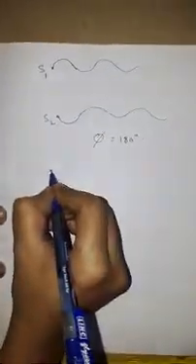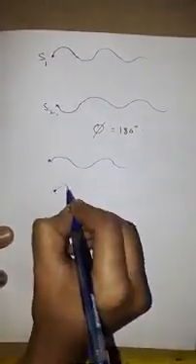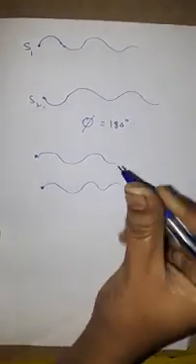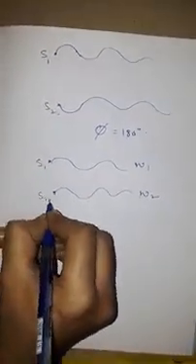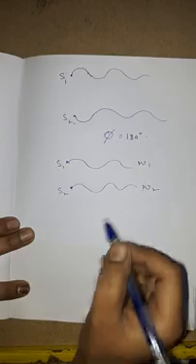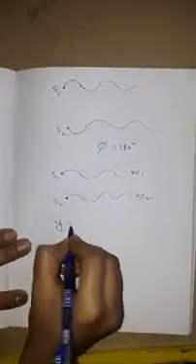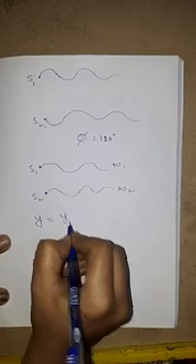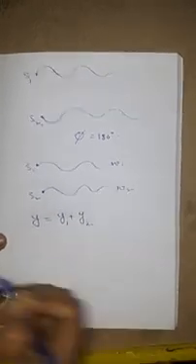Now, coming to the principle of superposition. According to this principle, when two or more waves act upon a medium, the resultant displacement will be the algebraic sum of the individual displacements. Suppose this is wave 1 and this is wave 2, from sources S1 and S2. When two waves are superimposed, the resultant displacement, say Y, will be equal to the algebraic sum of the individual displacements. This is called the principle of superposition.